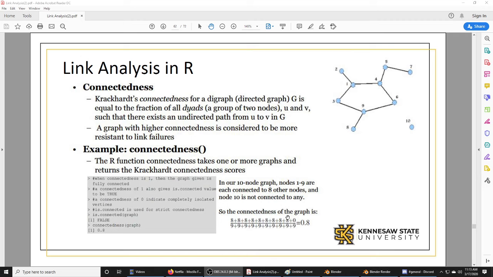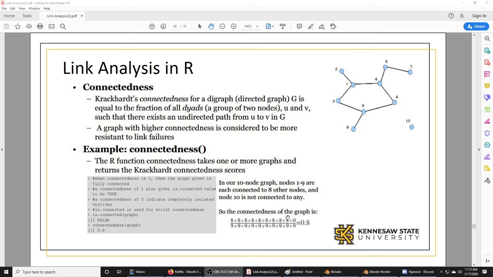The R function for connectedness checks to say, is it connected? And then of course we're going to return false, right? Why is this graph not connected? Yeah, you guessed it, node 10. There's no way to get from 2 to 10. So we want to know how connected this is.